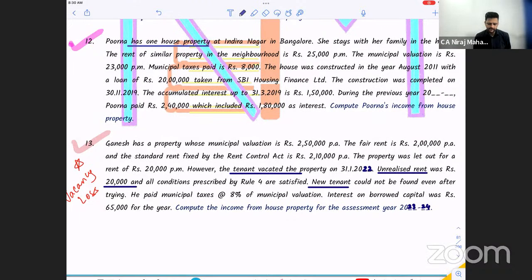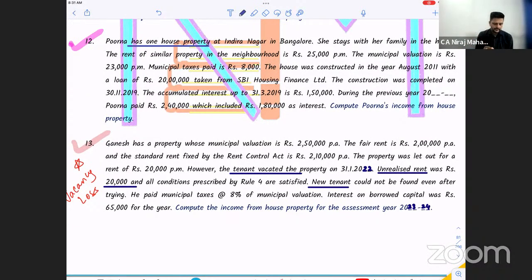Okay, here we have 1 HP in Bangalore. She stays with her family in the house. What kind of property is this? Answer quickly. Very good, Khushbu. Yes, it is SOP, self-occupied property.